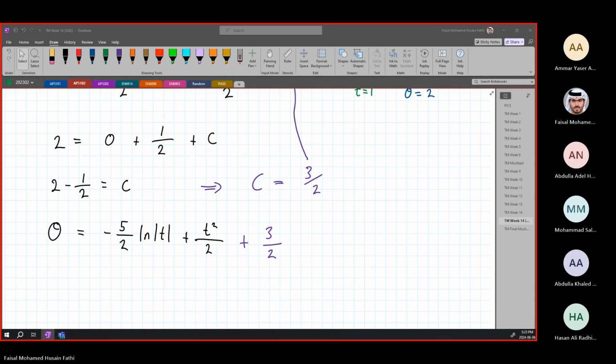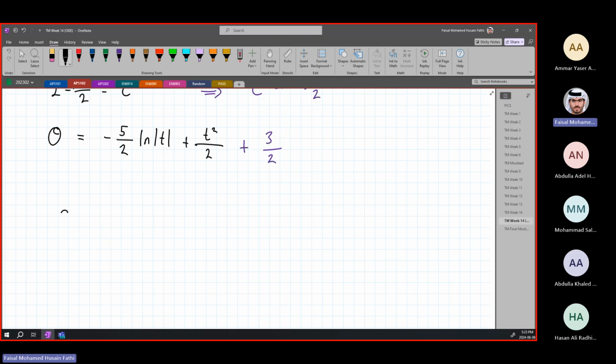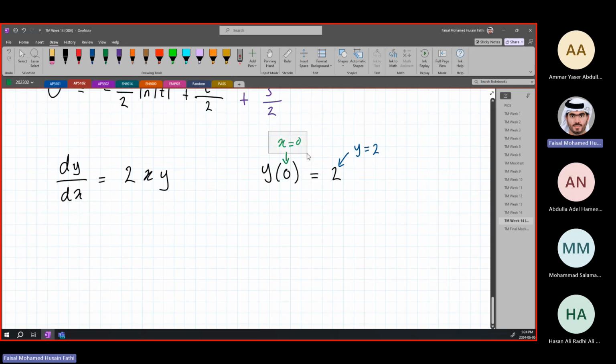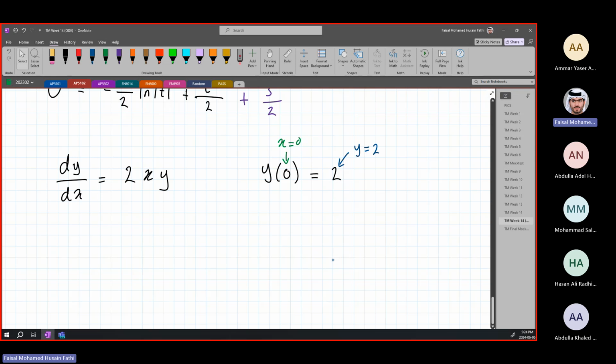Now, what about if we had something like this, that we had both variables? So let's say we had dy by dx is equal to 2 times x times y. So in this case now we have dy and dx, and we have two variables x and y. And from now I'm telling you the initial condition is y of 0 equal to 2. Remember, all this means is the 0 here is x is equal to 0, and this value 2 over here is y is equal to 2. Okay, so when x is equal to 0, y is equal to 2. That's what this means.